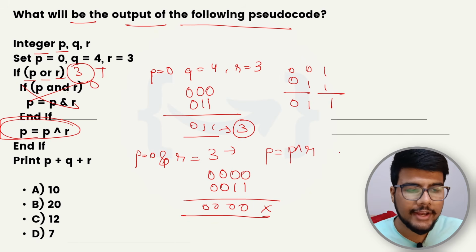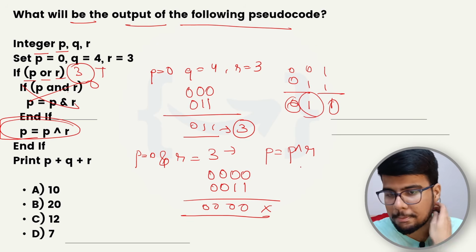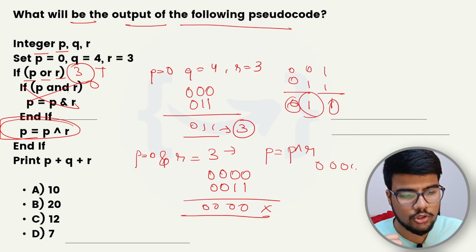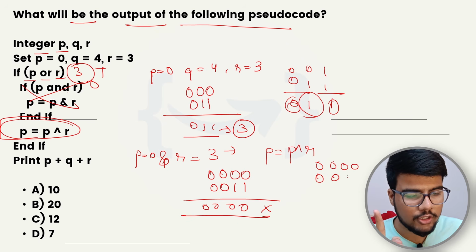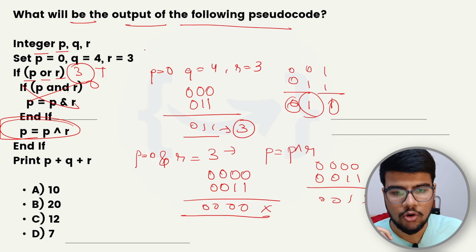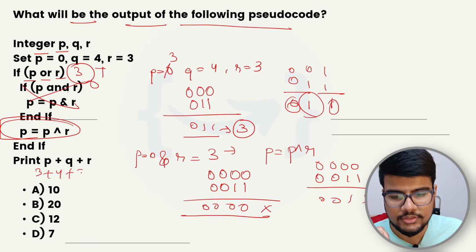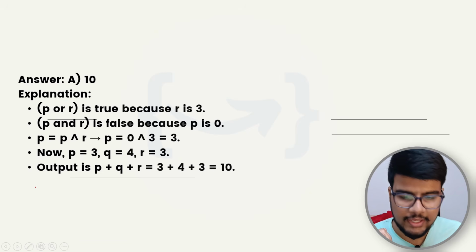In XOR, I know that if both bits are the same, it becomes 0. If it is 0 and 1, it becomes 1. So for p, I know the value is 0 0 0 0, and for r the value is 0 0 1 1. So it becomes 0 0 1 1, and the answer would be 3. Now p value becomes 3. So what happened here is 3 plus 4 plus 3. 3 plus 3 is 6, plus 4 is 10, and A is the right option.